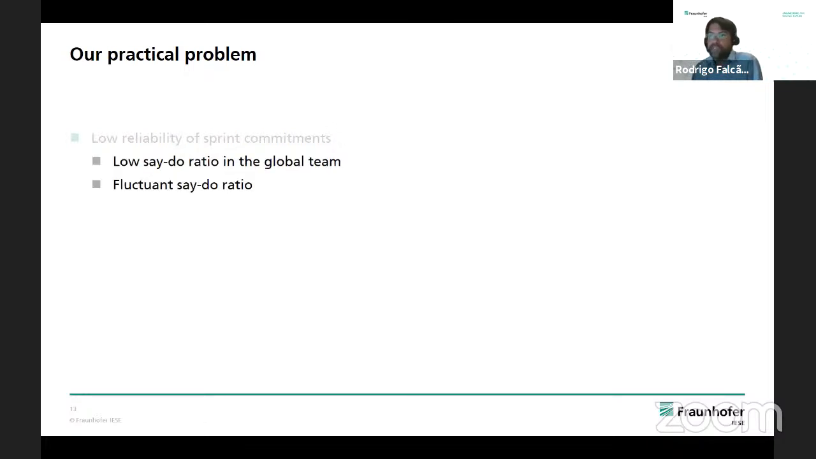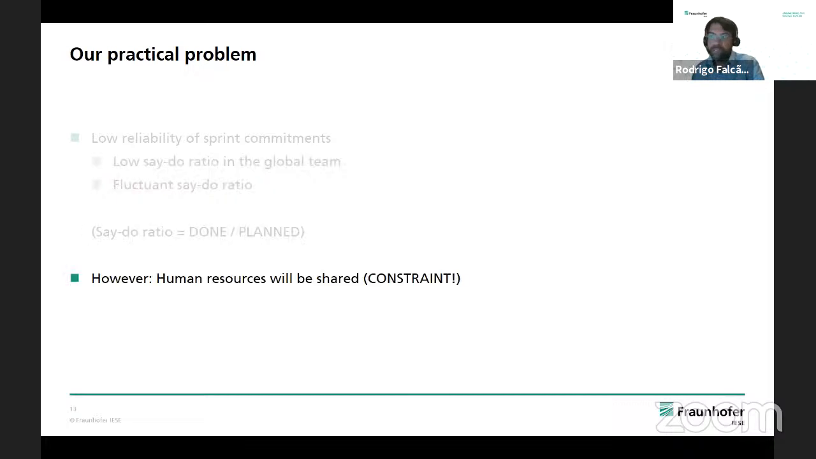So we noticed that there was a low say-do ratio in the global team, and apart from that, the say-do ratio was also quite floating. We had one number for the say-do ratio in this sprint, and then a different number in the next sprint, and it floated a lot, and we are always talking about a low say-do ratio. Then we started to think what we could do to improve the situation, while keeping the constraints.